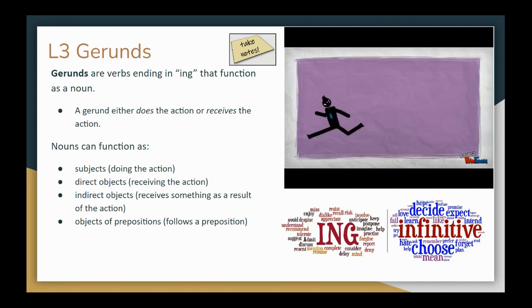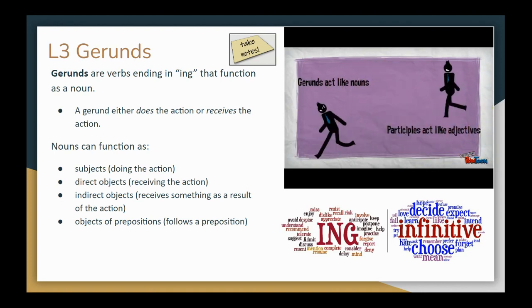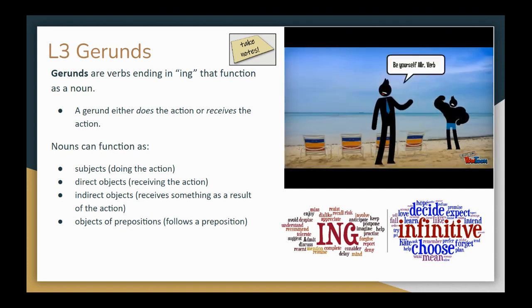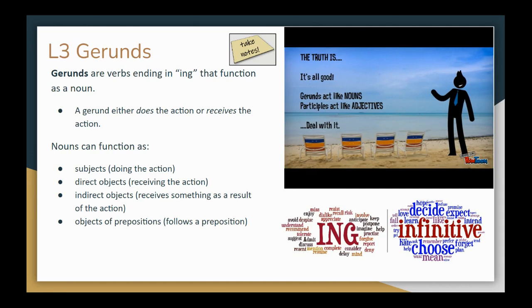Gerunds and participles are verbs, but gerunds act like nouns and participles act like adjectives. Sure, some of you are probably thinking, just be yourself, verbs. But the truth is, it's okay that gerunds and participles act like nouns and adjectives, because if they didn't, it would be much harder to explain certain things in a way that others could understand.